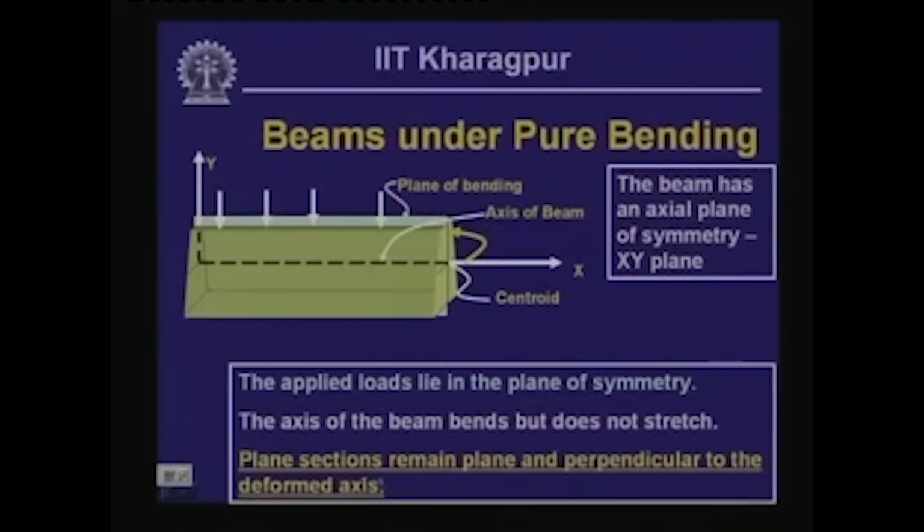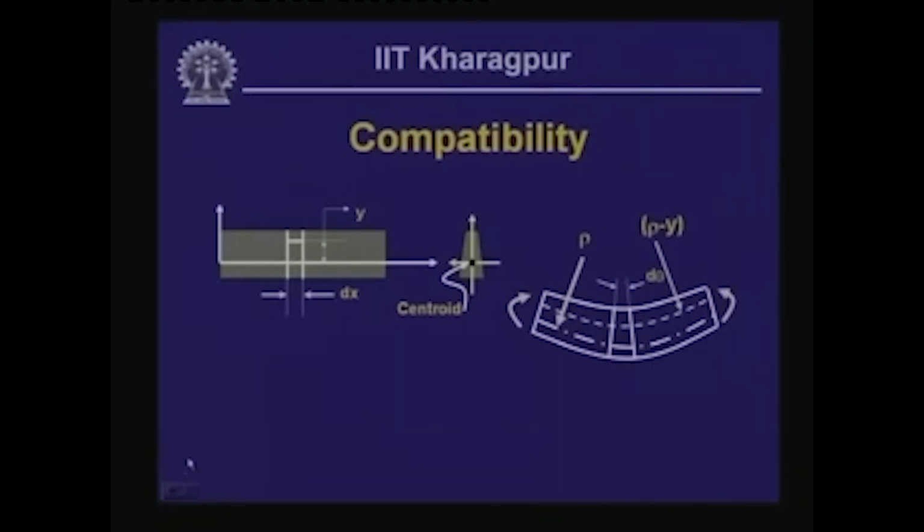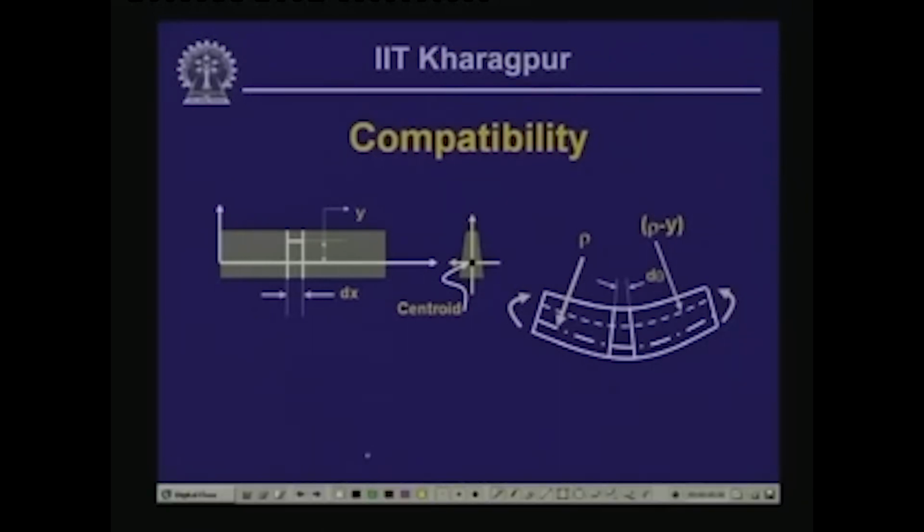Now, with these assumptions, if we look into a small segment of this prismatic beam, wherein it is acted on by the pure moment M. Let us say we take a small segment out of this prismatic beam of length dx, and we choose a fiber. Let us call this A and B, and AB also is of length dx, and let us assume that AB is at a distance of y from this axis of the beam. This is the x axis.